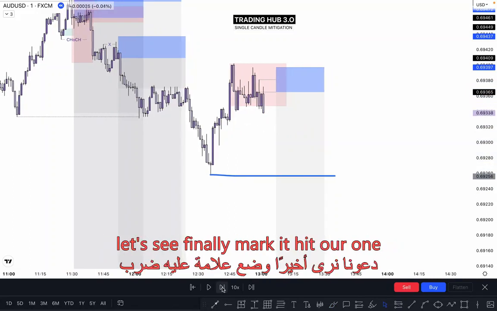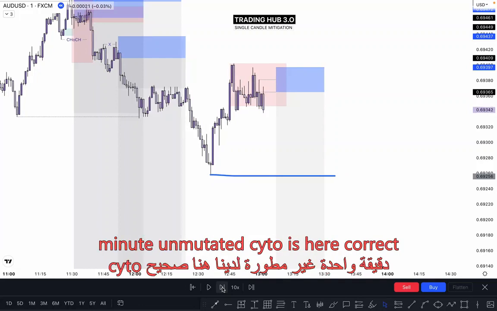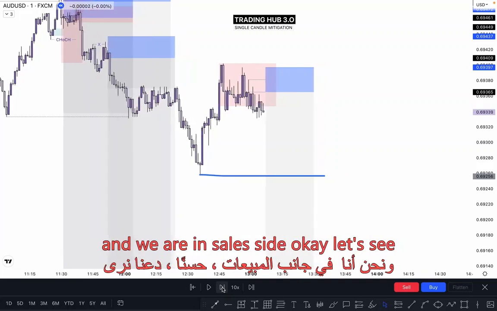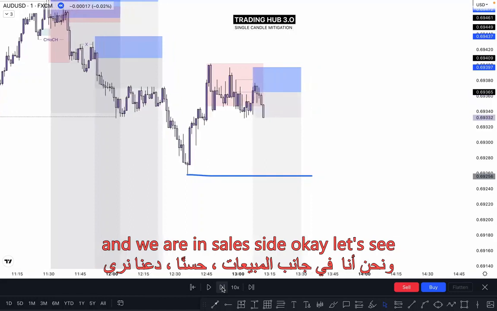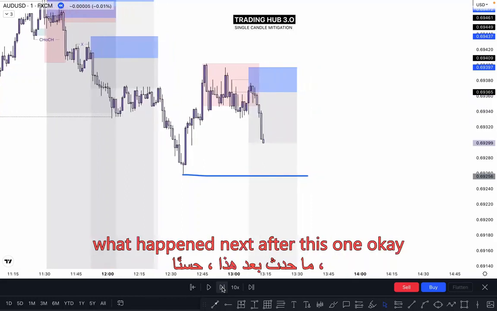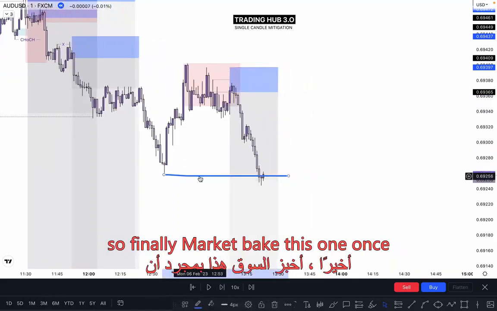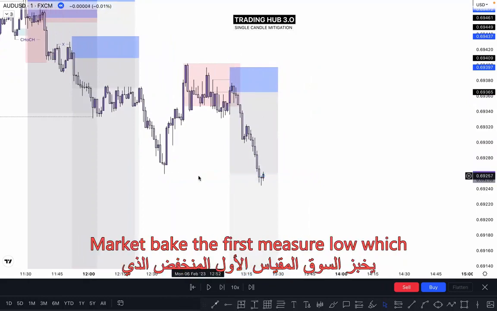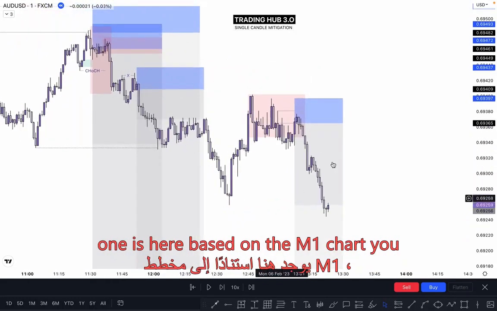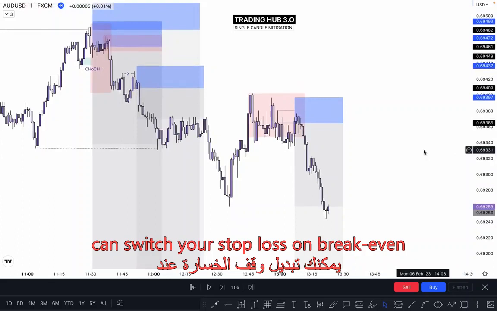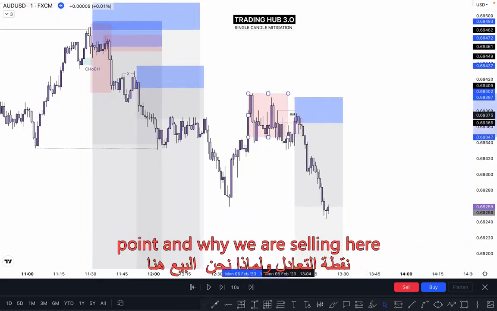So let's see, finally the market hit our 1 minute unmitigated shadow here, correct? And we are on the sell side, okay? Let's see what happened next after this one, okay? So finally the market broke this one. Once the market breaks the first major low, which is here based on the M1 chart, you can move your stop loss to the break-even point. And why are we selling here?